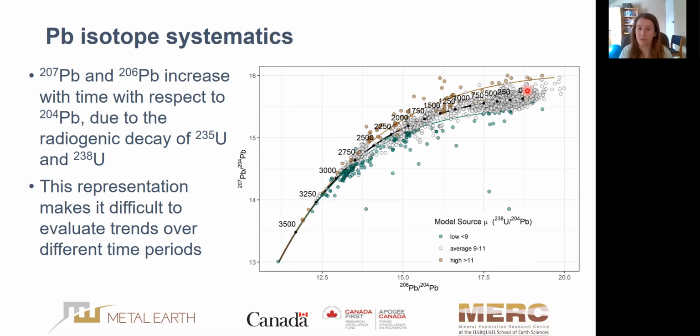Rocks or terrains that have a higher uranium-lead ratio, which we'll refer to here as mu, generally plot above this average Earth line, so these brown dots and the brown line here. Rocks or regions that have a lower uranium-lead ratio, or mu value, will plot down here near this green line and the green dots. But because these ratios change depending on the age of the rocks we're interested in, it makes it difficult to compare different regions over different time periods. And even within the same region, it makes it difficult to track changes over tens of millions of years.